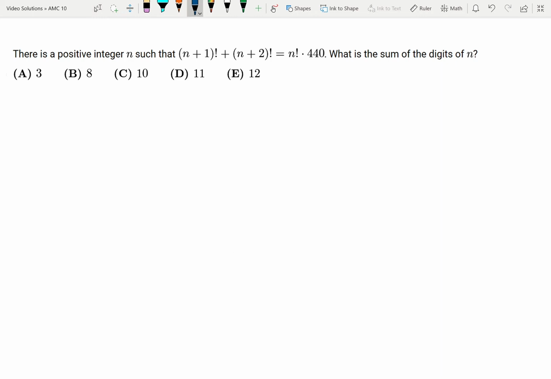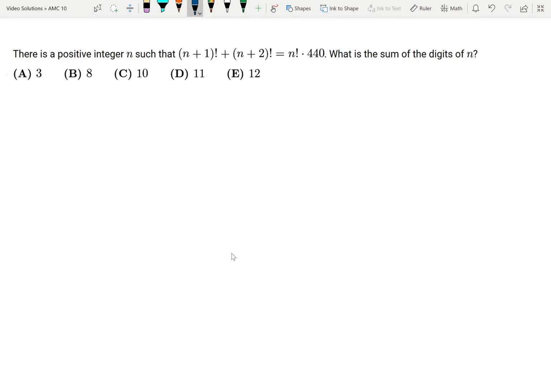There is a positive integer n such that (n+1)! + (n+2)! = n! times 440. What is the sum of the digits of n? So to start this problem, I'm going to see if I can find out what n is.